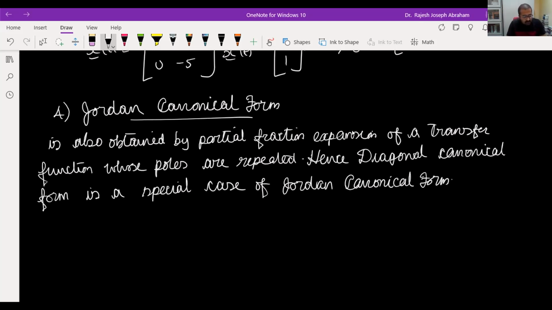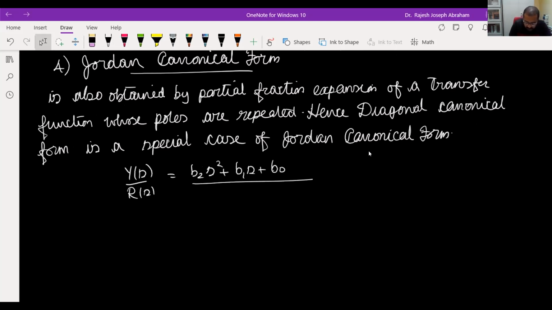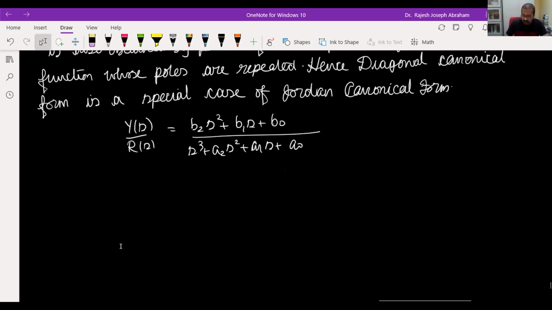Okay, so let us take one example. Again, we will start with the third order transfer function. So consider the transfer function Y of s by R of s is equal to b2s square plus b1s plus b0 whole divided by s cube plus a2s square plus a1s plus a0. So how many eigenvalues do we have here? 3 eigenvalues, right? Out of which we assume that 2 are repeated.